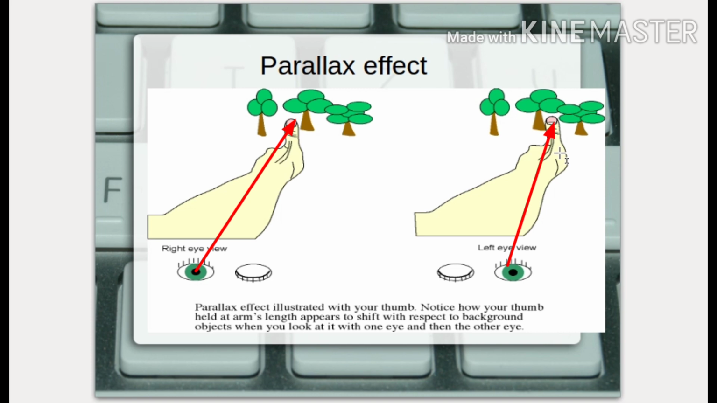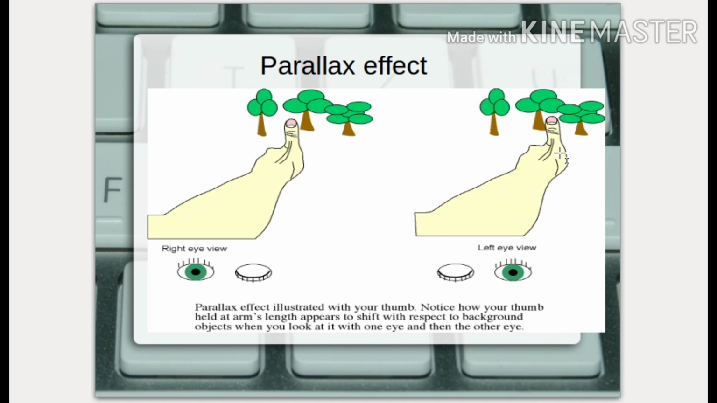This is only because when you close your right eye, the line of sight shifts towards the left eye, and when you close your left eye, the line of sight shifts towards the right eye. So the difference in line of sight gives rise to this jumping of the thumb. Understand? Okay, this is only because your two eyes have a distance between them of about 6.5 centimeters, and this creates a different line of sight.